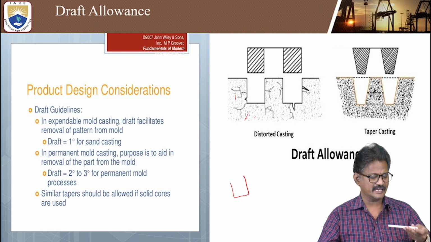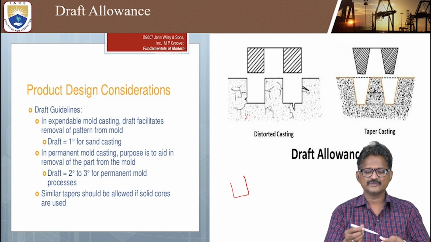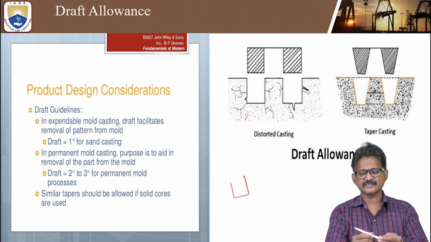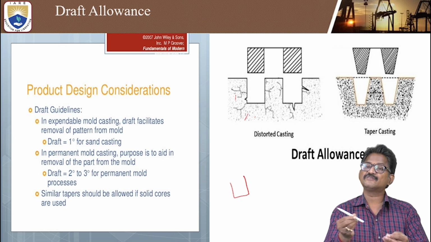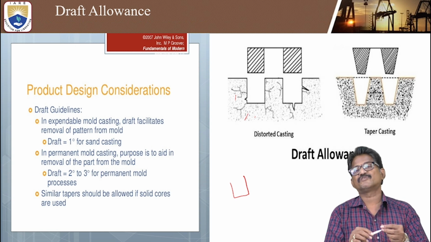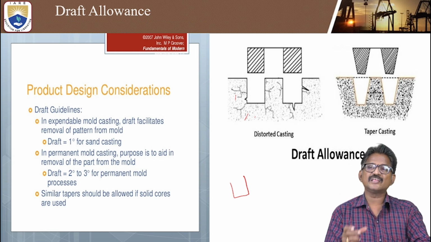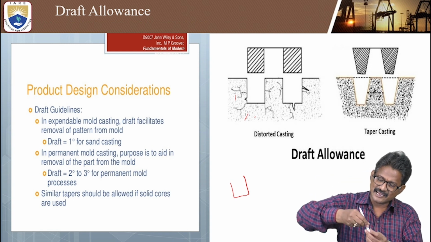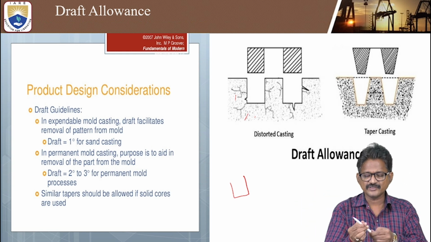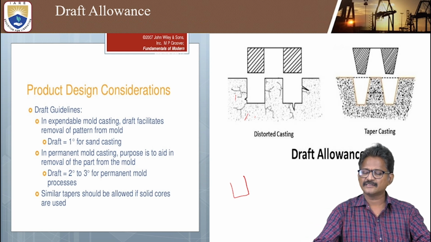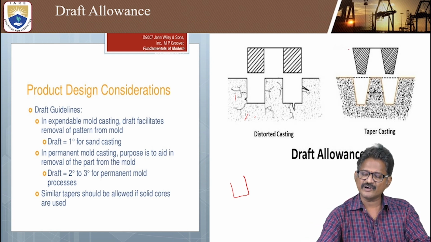For example, this is a pen cap. Here you can see how much taper it has, so it can easily be removed. Here also some taper will be provided. If you apply more pressure, cracks may appear. That is why, in draft allowance, if you try to lift it like this, it cannot be lifted, but if you use a taper, you can lift it easily. The second diagram is tapered. So this is what draft allowance is.